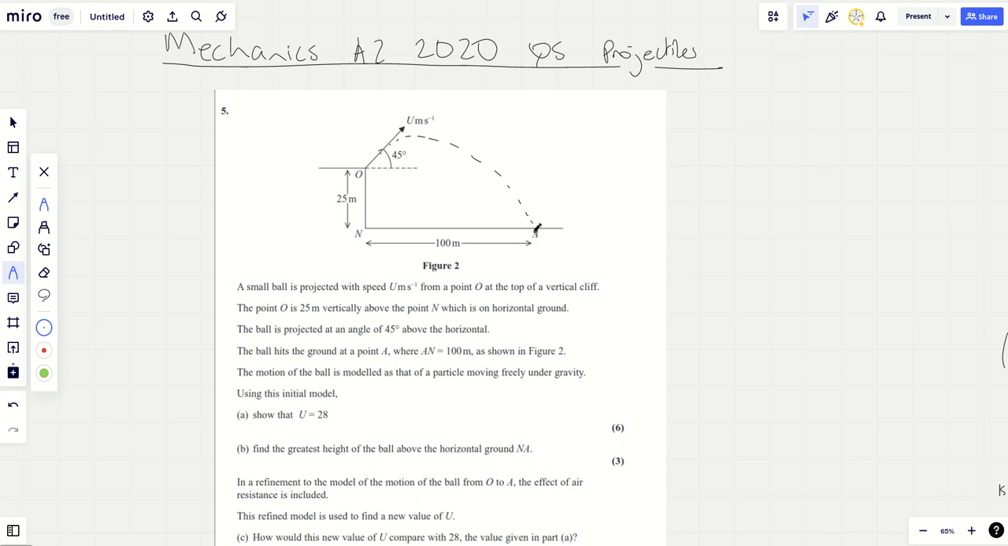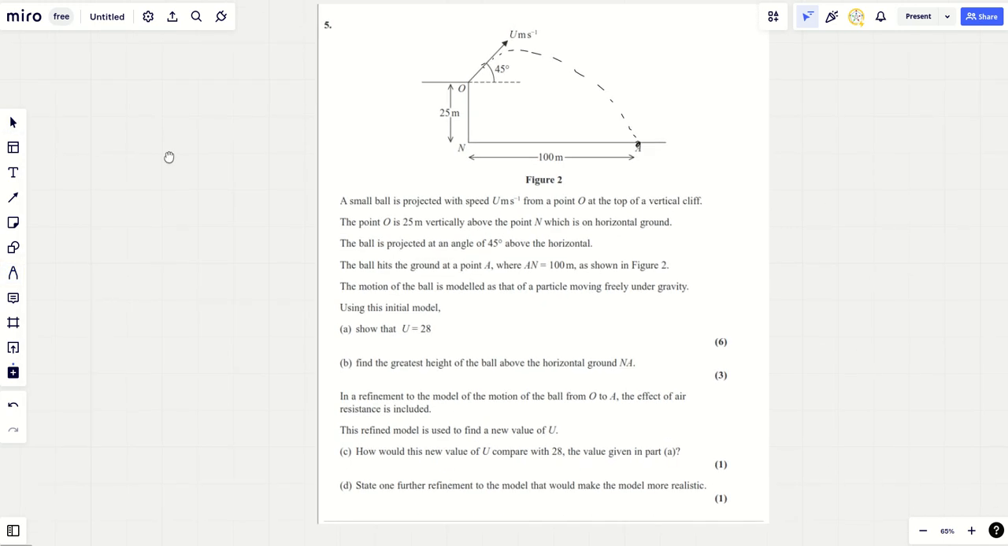So it's going like that, where that is 100 meters. So that's really important to know. Show that U is 28. So, okay, right. Well, this is going to be most of the marks for this question by the look of it.